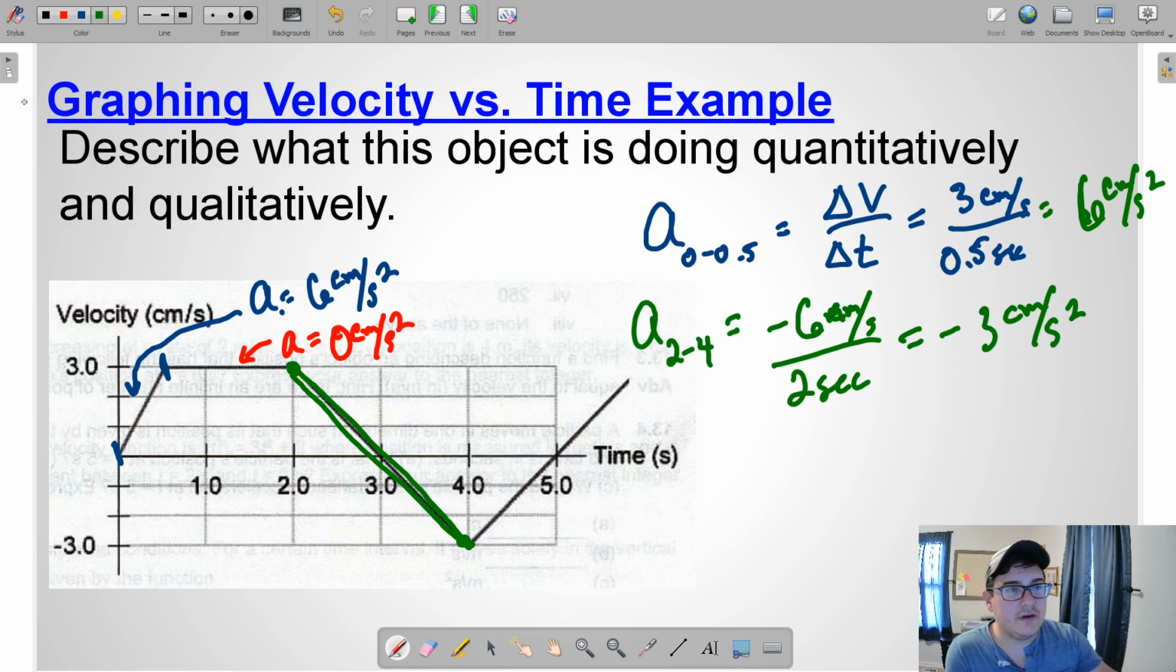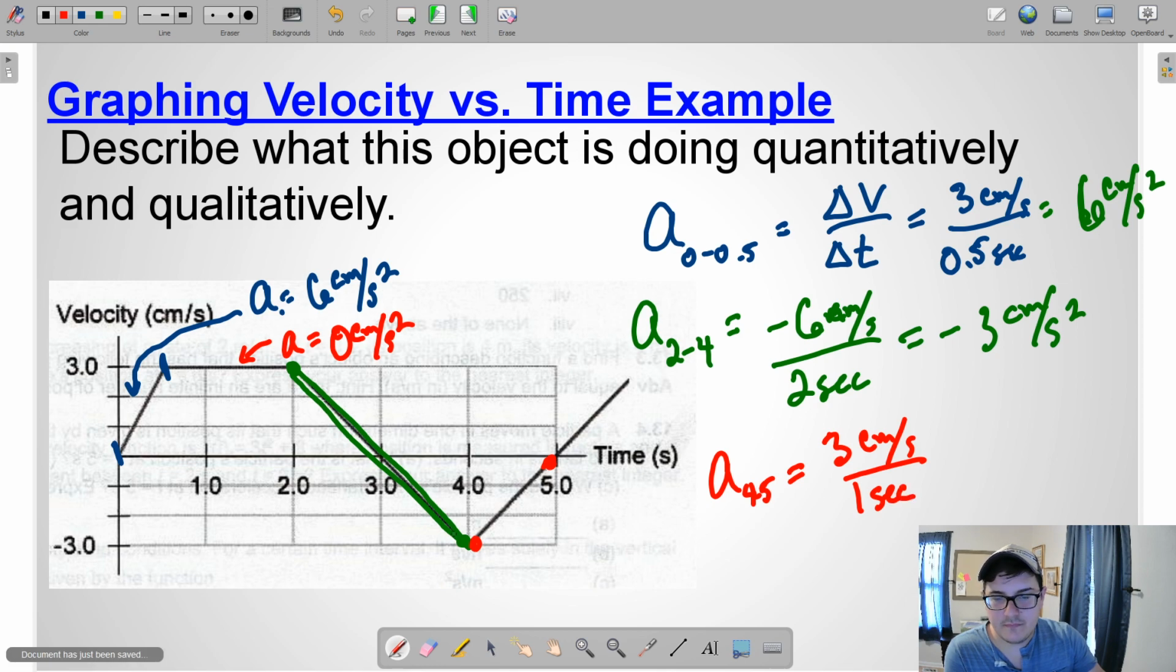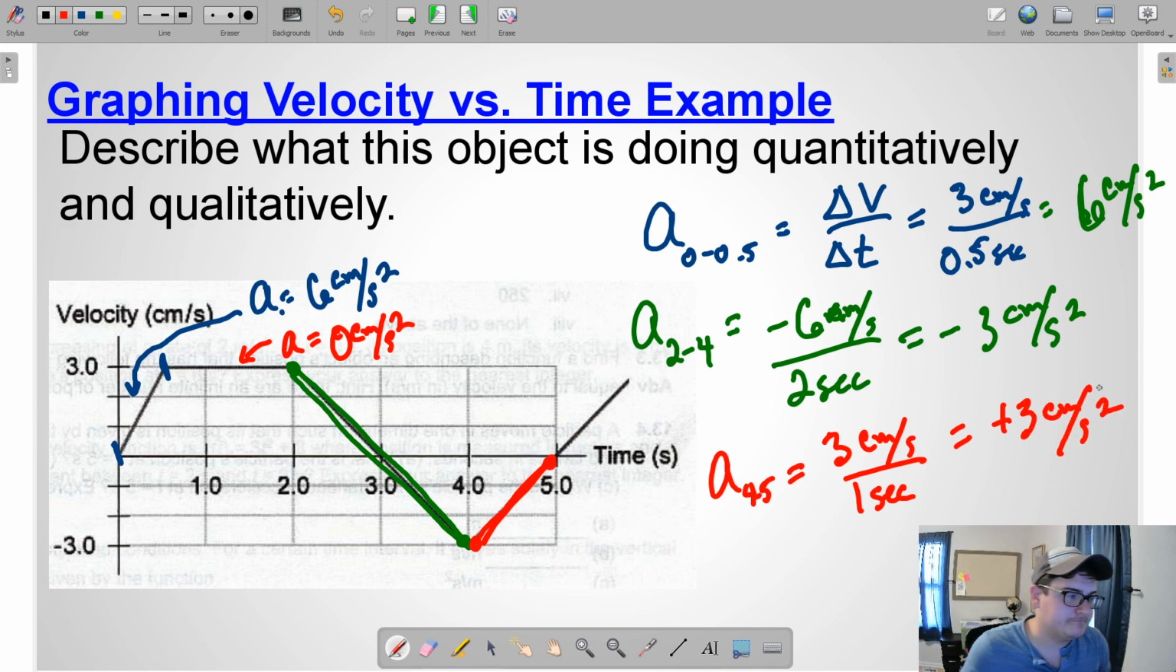Alright, what about the very last one? From here to here. So acceleration from 4 to 5. I went up 3, so +3 centimeters per second in 1 second. Gives us a slope of +3 centimeters per second squared.